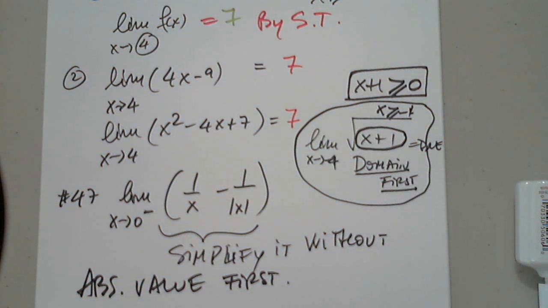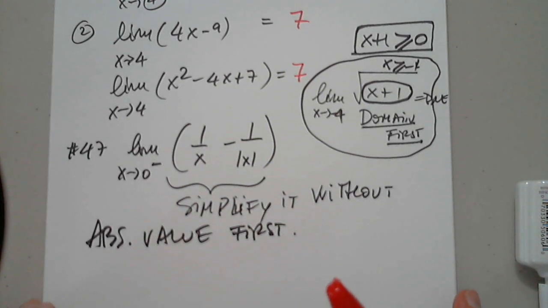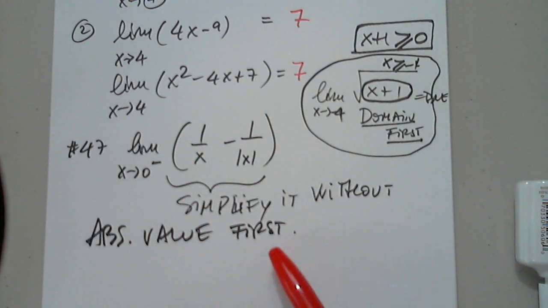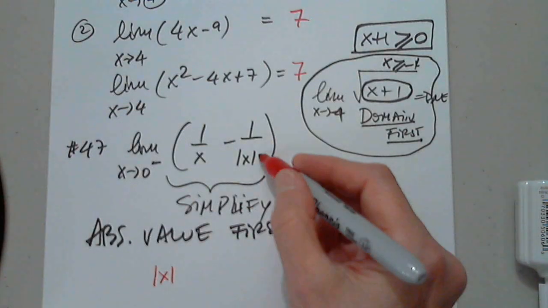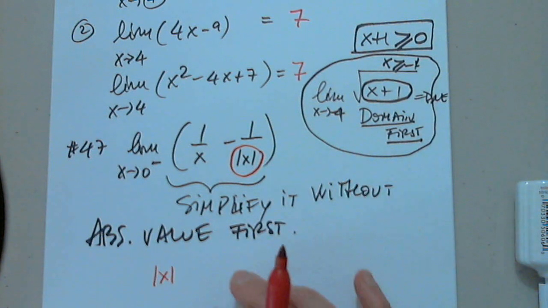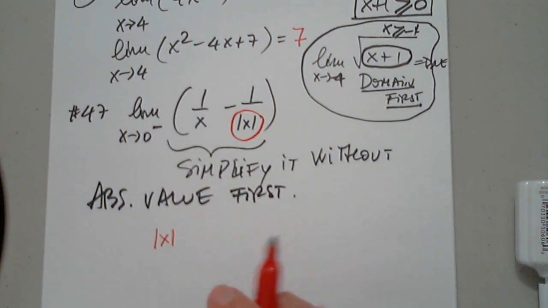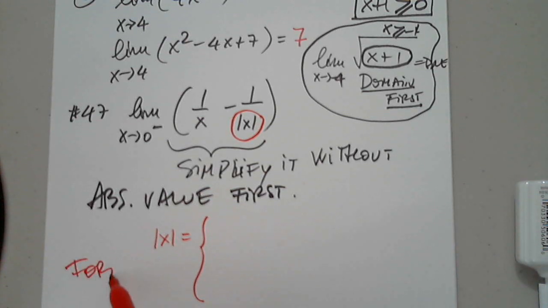Okay. Good. So now we simplify this expression, this function, without the absolute value. We have to start with the absolute value that I see here. This is the starting point. Can anyone give us what this equals? The formal definition of the absolute value. Can anyone give us the formal definition?